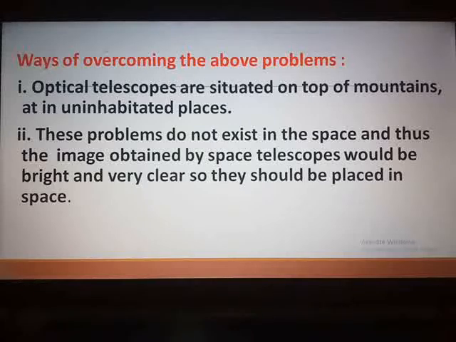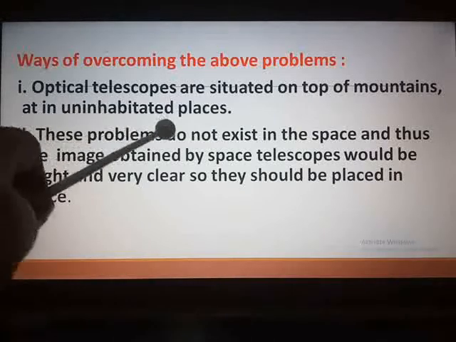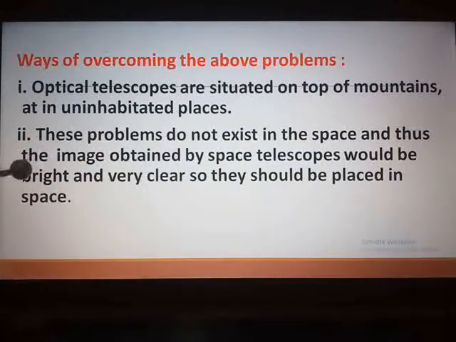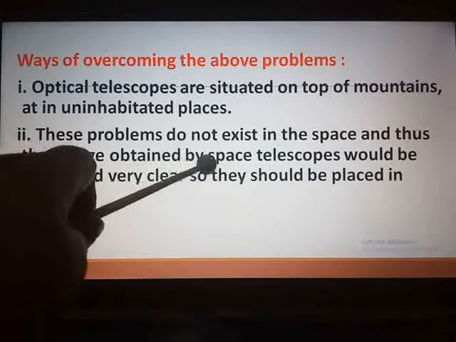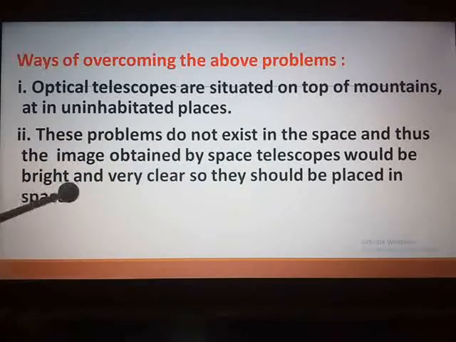Second is, continue marking, these problems do not exist in space and thus the image obtained by space telescopes would be very bright and clear, so they should be placed in space. So these are the different ways by which the above difficulties can be overcome. I hope you have marked the difficulties and the ways of overcoming the difficulties carefully. Now we move to the next question.